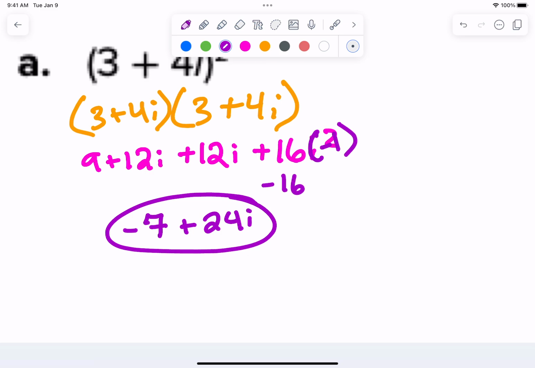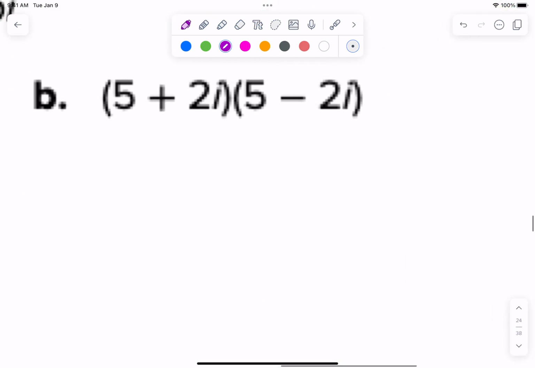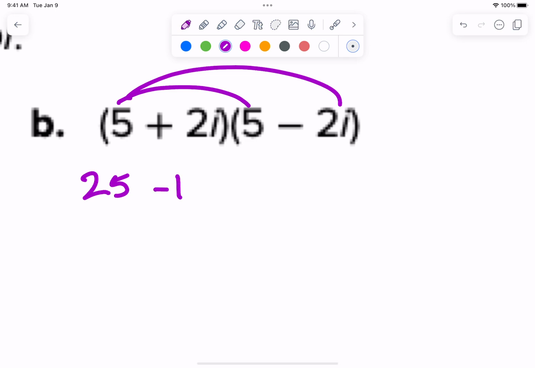Okay. Did you guys get A? Did you get negative 7 plus 24i? They wanted an a plus bi form. Okay. So B, this one, oh, we have conjugates, right? The middle two pieces are going to cancel out. So you don't necessarily have to write them if you don't want to. I'm going to. 5 times 5 is 25. 5 times negative 2i is negative 10i. But then we have plus 10i. So if you want to just skip that step, you sure can. What's 2i times negative 2i?